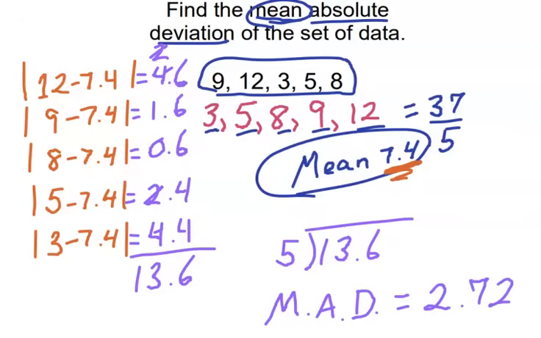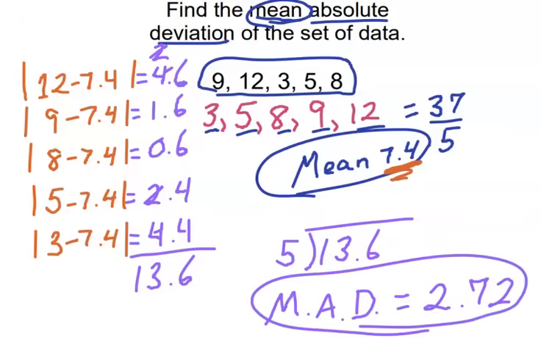And again, what that means is, on average, you find the mean, and then on average, it would be normal to have 2.72 higher than the mean or 2.72 lower than the mean. That would be your mean absolute deviation. All right, there we go with that one.